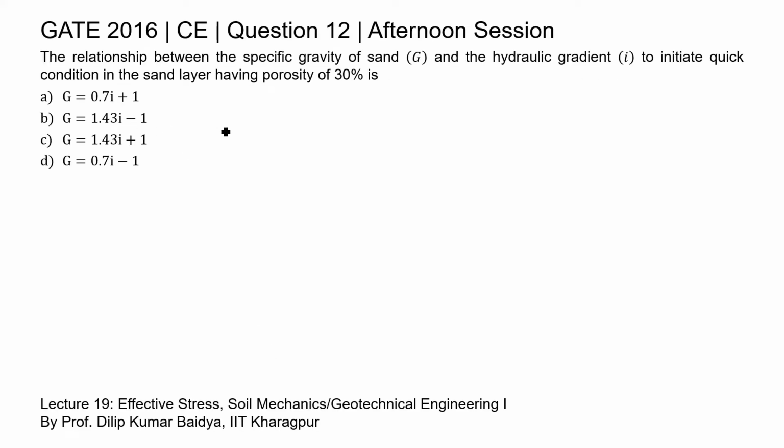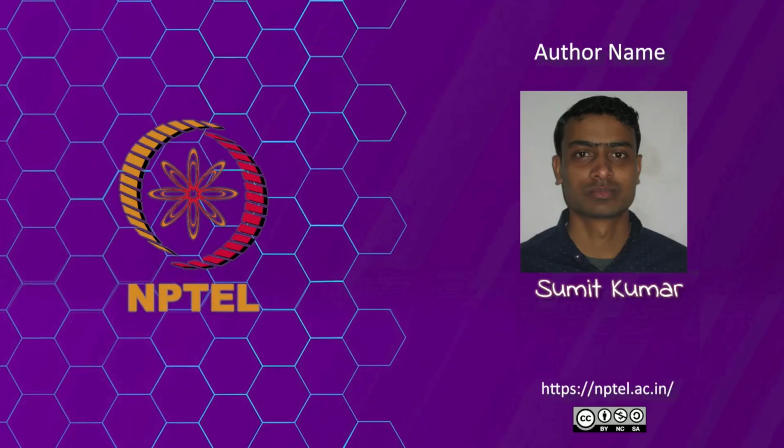Now, coming to the options, we can see the correct option is option number C, which is G is equal to 1.43 i plus 1. So, this is the relationship between G and i to initiate the quick sand condition if the porosity of that sand layer is 30%. So, for this question option C is the correct option.